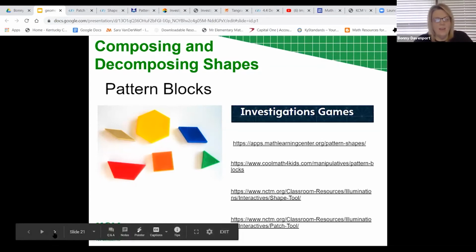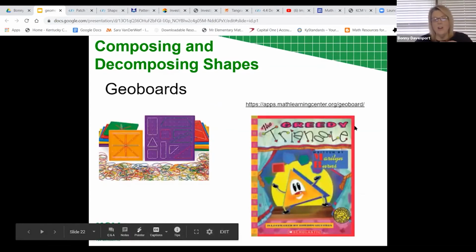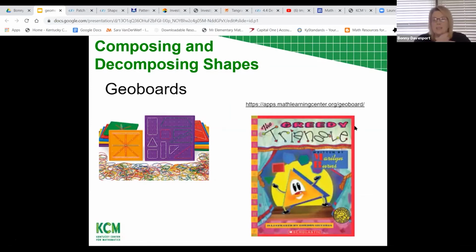Another manipulative I like to use are Geo Boards. And when I was in 2nd grade and I taught with Geo Boards, one of the things I liked to do was read The Greedy Triangle by Marilyn Burns. And if you haven't read this book, it's just a fun book about this triangle who is never happy and always wants one more side and one more angle.